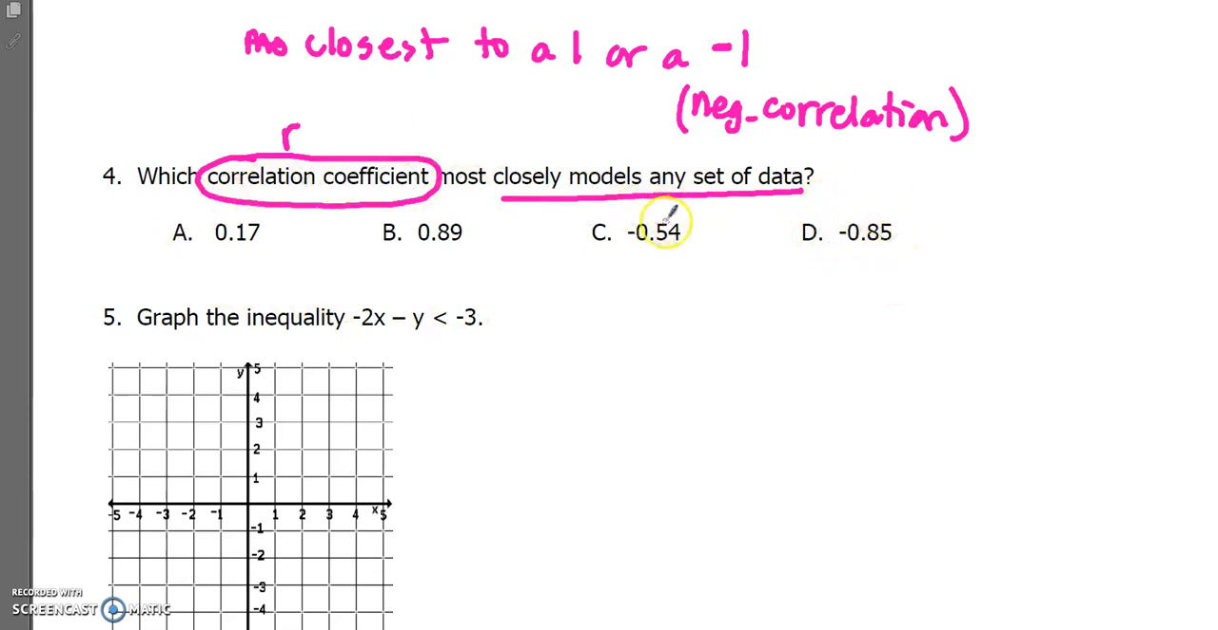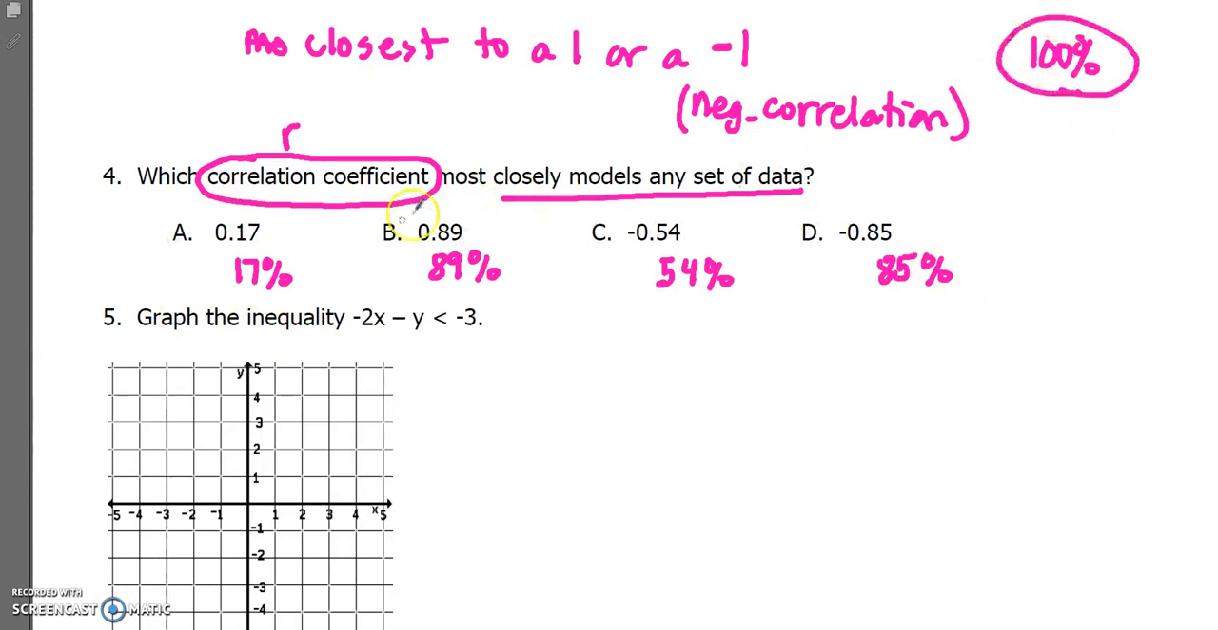That just means this would be a negative correlation, this would be a negative correlation, this would be a positive, and this would be a positive. So I'm not really concerned about whether it has a negative or a positive sign. I'm just looking at the number. So for us, I think it's easier if I think of 1 as being 100%. If I look at it that way, then I can look at this and say, well, this is 17%. This is 89%, this is 54%, and this is 85%. Okay, so which one of these numbers would be closest to 100%? Well, of course, we're looking at the B. That's 89%.